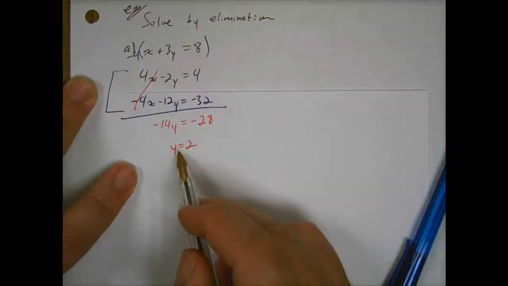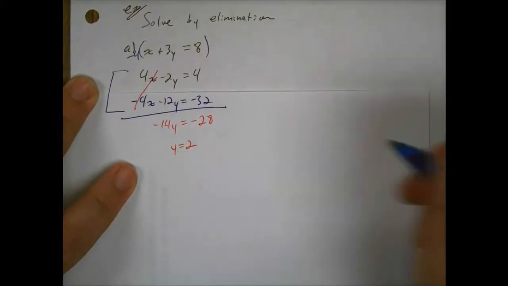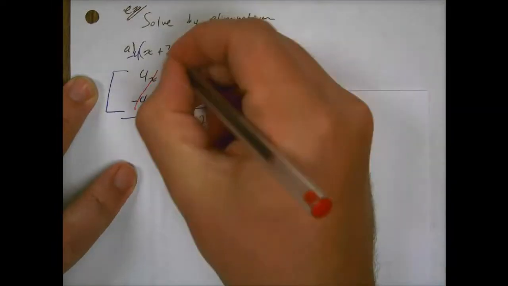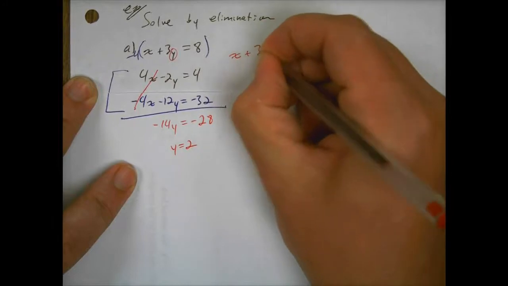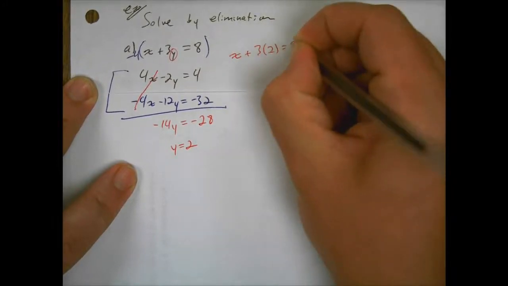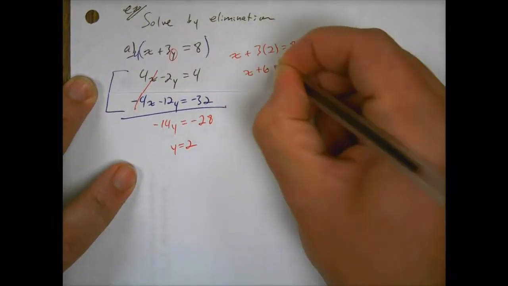Now that we know what y is, we can take y and substitute into one of our equations. If it were me, I would do it right there. So x plus 3 times 2 equals 8. So it's x plus 6 equals 8.